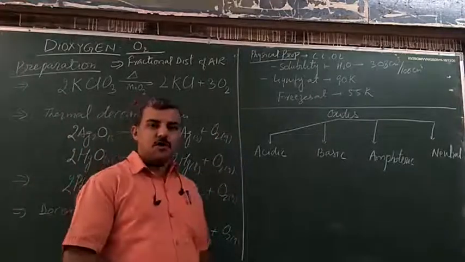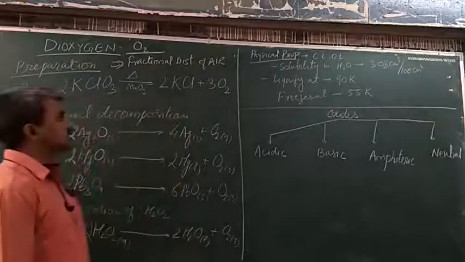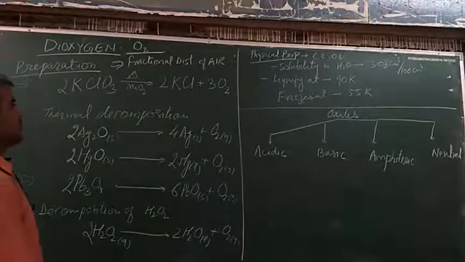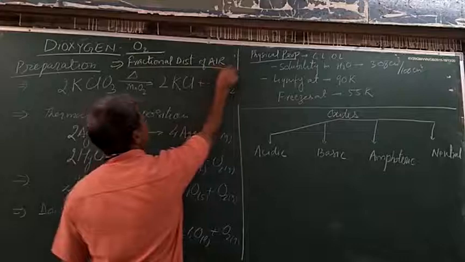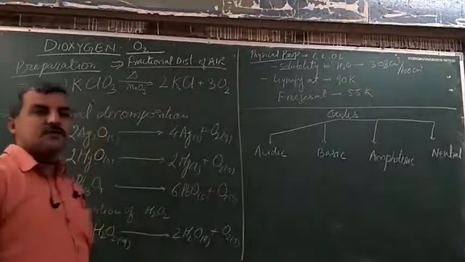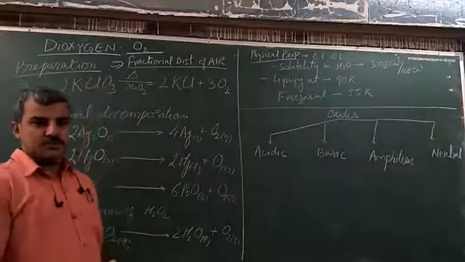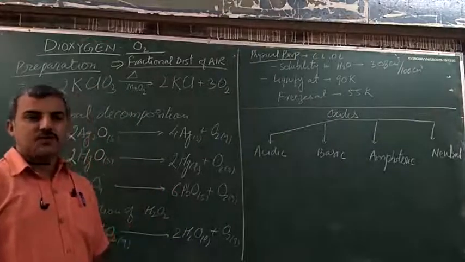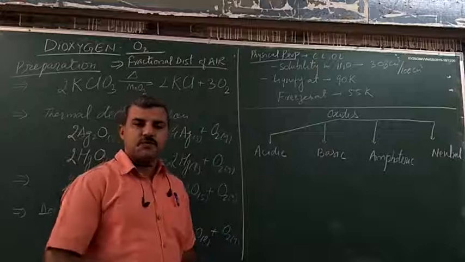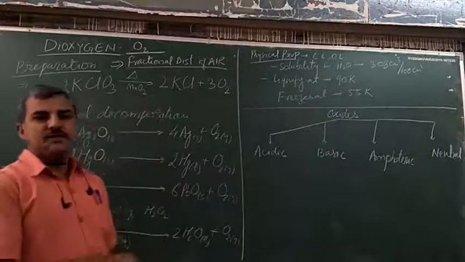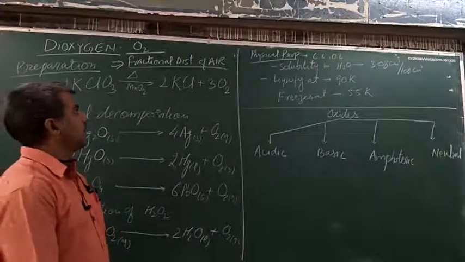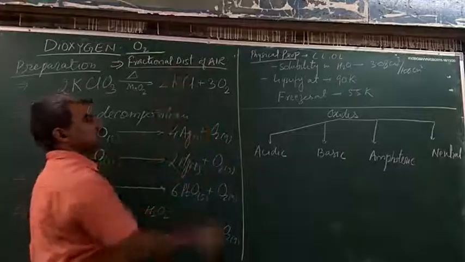But in the chemistry lab, how can we prepare oxygen? We'll discuss a little bit about that. Fractional distillation of air, that you have studied in class 9th in detail. First, we collect air at high pressure and at low temperature we liquefy it. We separate water vapor, carbon dioxide and other material from that, and later on it undergoes fractional distillation.